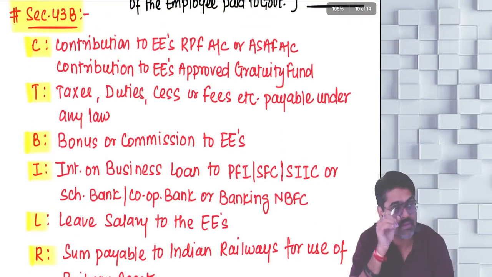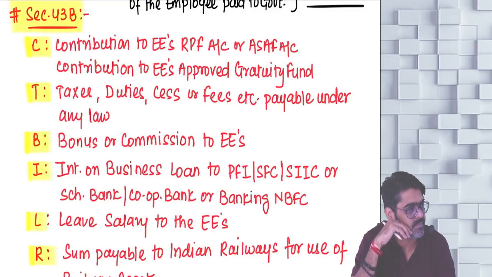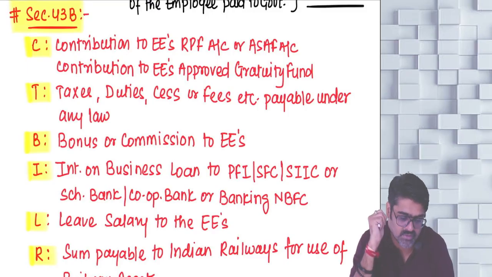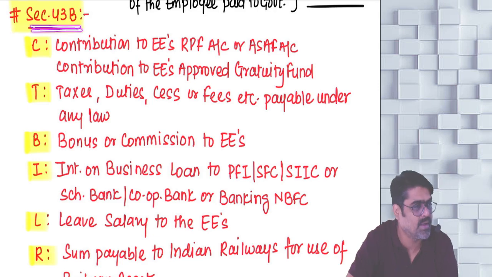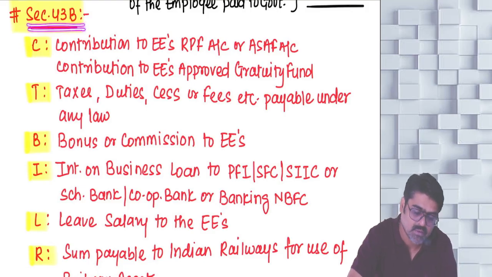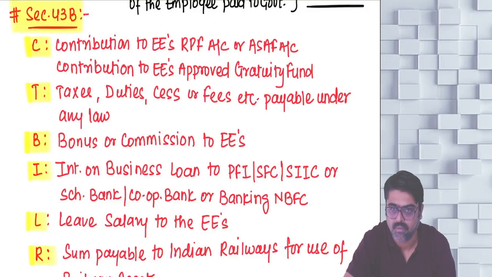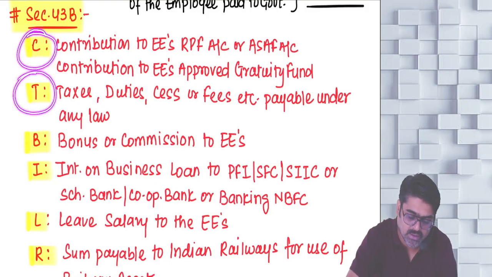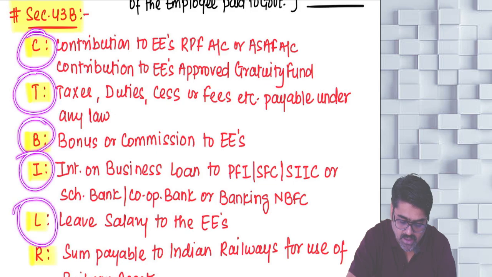Okay. Next one. Now the last section for disallowance. This is your section 43B, and we have referred to this section many times: subject to 43B, subject to 43B. So what is 43B? There are a few expenses specified in section 43B. Which are those expenses? C, T, B, I, L, R.